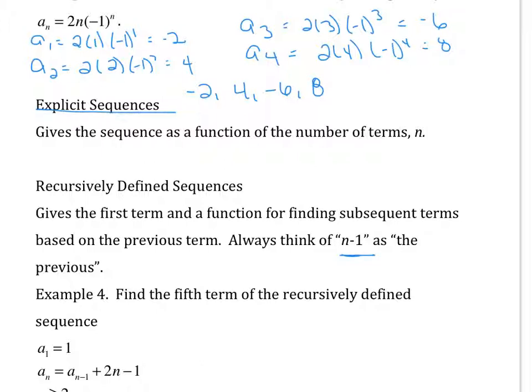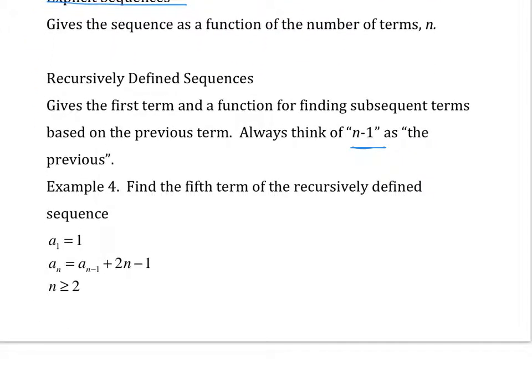So when I look at example number 4, it says find the fifth term of the recursively defined sequence. I noticed in the textbook that there is a typo, which unfortunately I put on this paper, but a sub 1 is actually equal to 2. And so right here we're going to look at our function and plug in this information to find all the values.